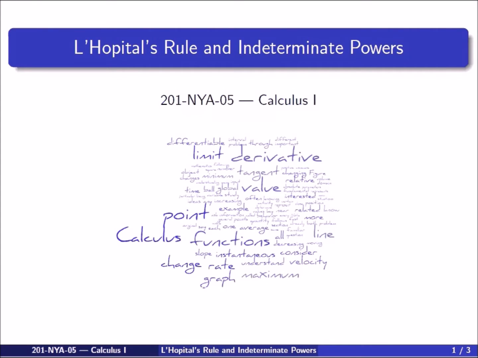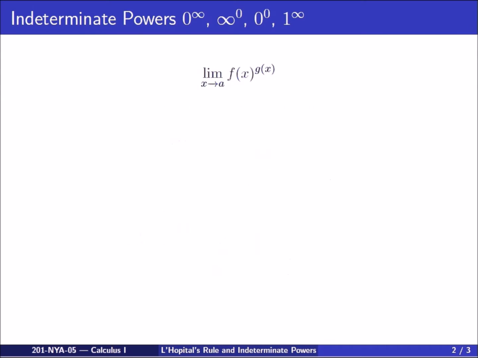Welcome. So in this video we are going to use L'Hopital's rule to solve limits where there's an indeterminate power. So if I have the limit of f of x to the power g of x, we say that it's an indeterminate power if that limit is of the form 0 to the infinity, infinity to the 0, 0 to the 0, or 1 to the infinity.